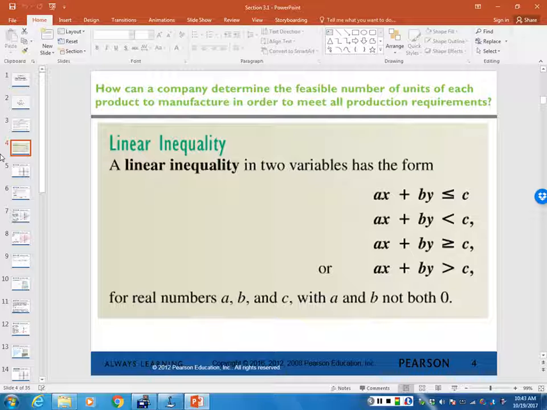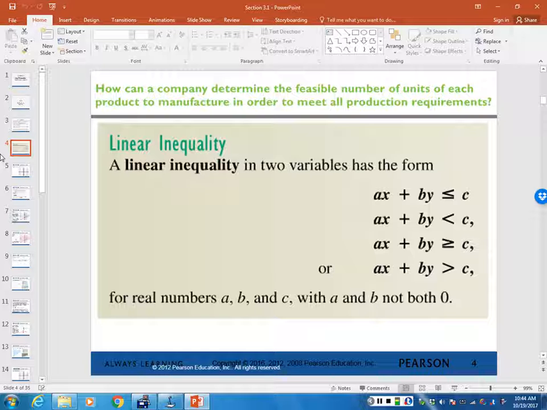How can a company determine the feasible number of units of each product to manufacture in order to meet all of their production requirements? This is going to be a problem we're going to look at. And to solve this, we're going to have to solve a linear inequality. And notice here that this is not in the form y equals mx plus b. It is in the standard form where you have ax plus by equals c, only in this case, your equal sign has been replaced by an inequality sign.